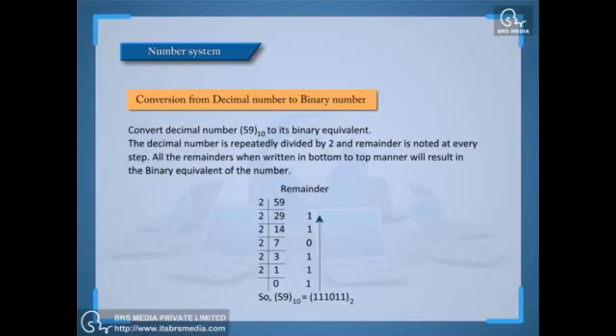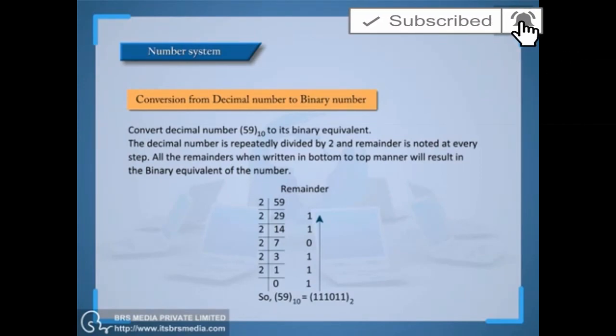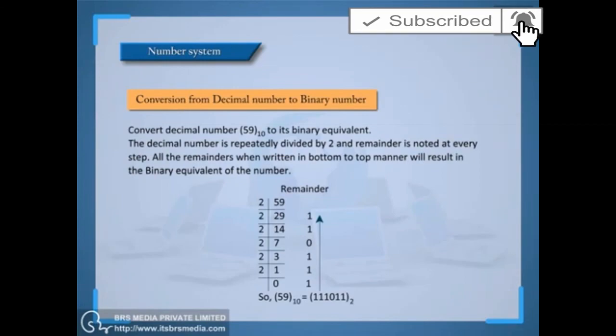59 divided by 2, 29. Remainder 1. 29 divided by 2, 14. Remainder 1. 14 divided by 2, 7. Remainder 0. 7 divided by 2, 3. Remainder 1. 3 divided by 2, 1. Remainder 1. 1 divided by 2, 0. Remainder 1. So, 59 base 10 is equivalent to 111011 base 2.